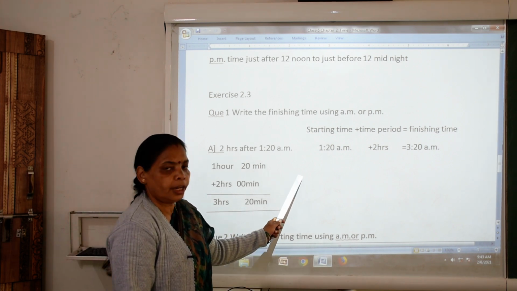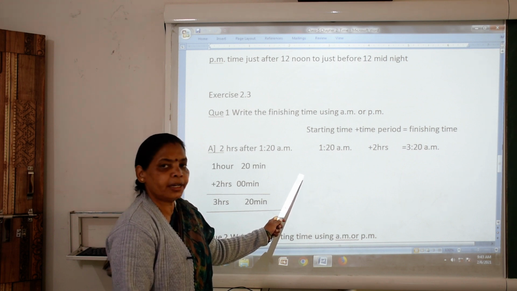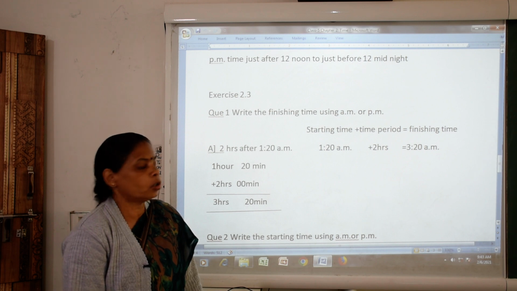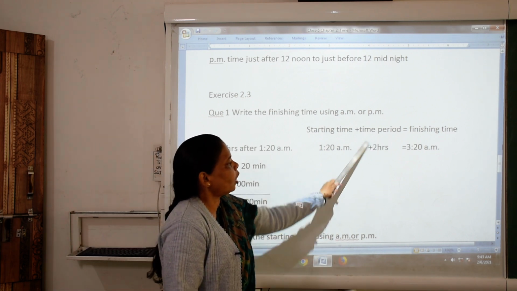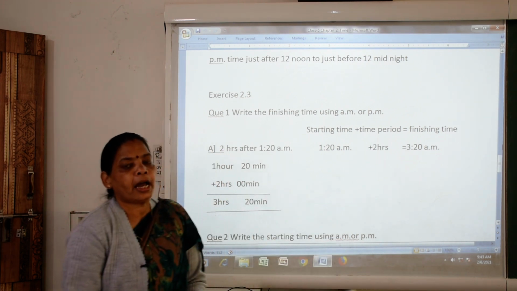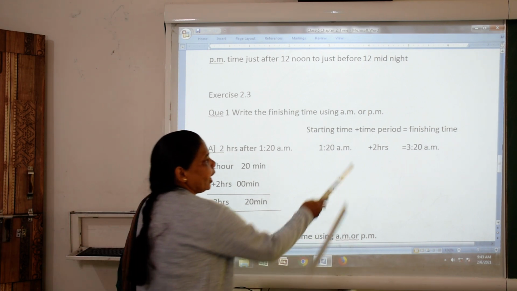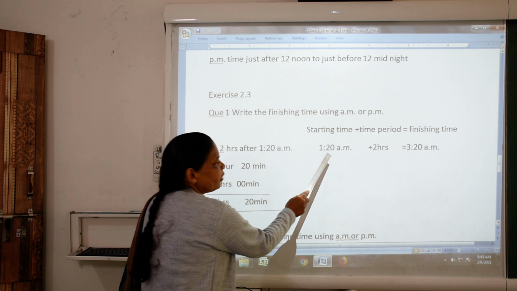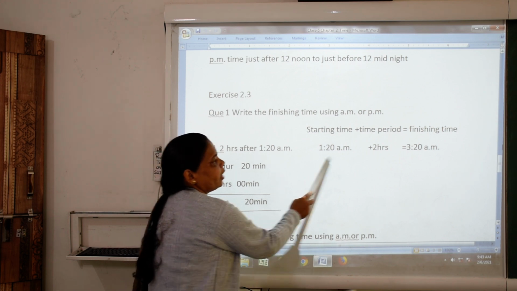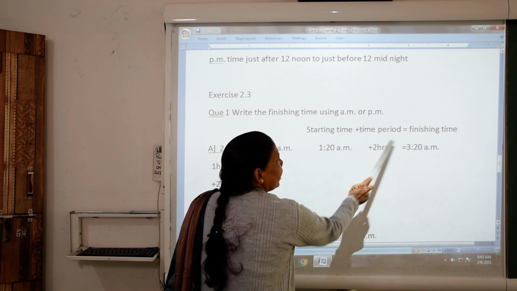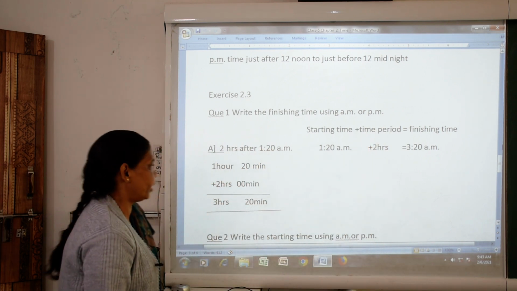Starting time is 8. So we will start your time at 8 o'clock, and the finishing time is when you complete, 10 o'clock. So what is the time period? How much time will you take? After 8, 9 and 10, 2 hours. 2 hours is the time period. So starting time is when your work is started, finishing time is when your work is finished, and time period is the time taken by that work.